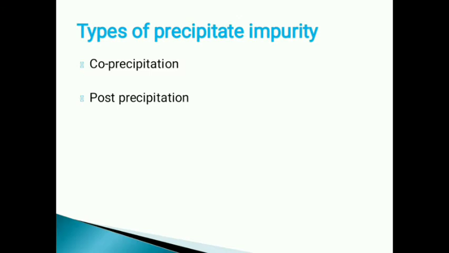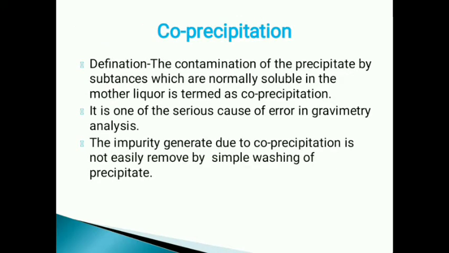Let us see in detail co-precipitation. Co-precipitation occurs when we are preparing our compound and that compound has some amount of impurity associated with it. The main precipitate may contain varying amounts of the impurity depending upon the nature of the precipitate and the condition of the precipitate. Means in which condition and which nature the precipitate is generated has more impact on the precipitate formation or impurity generation.